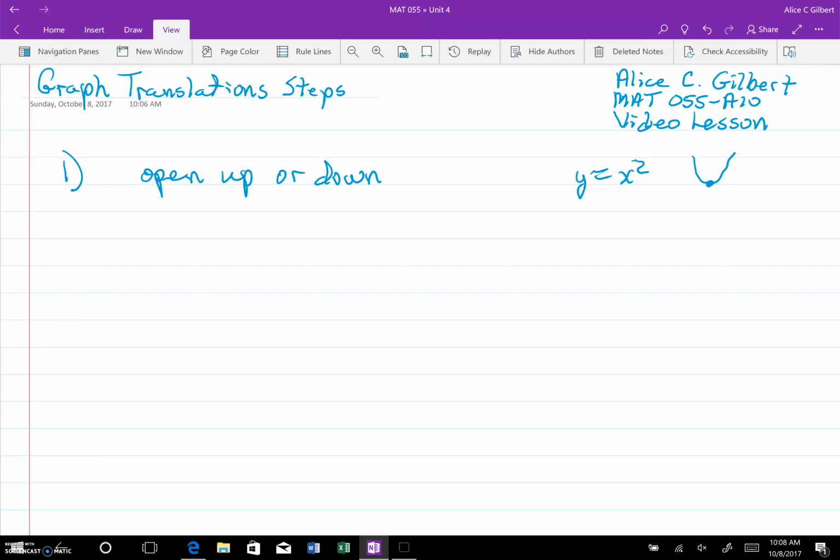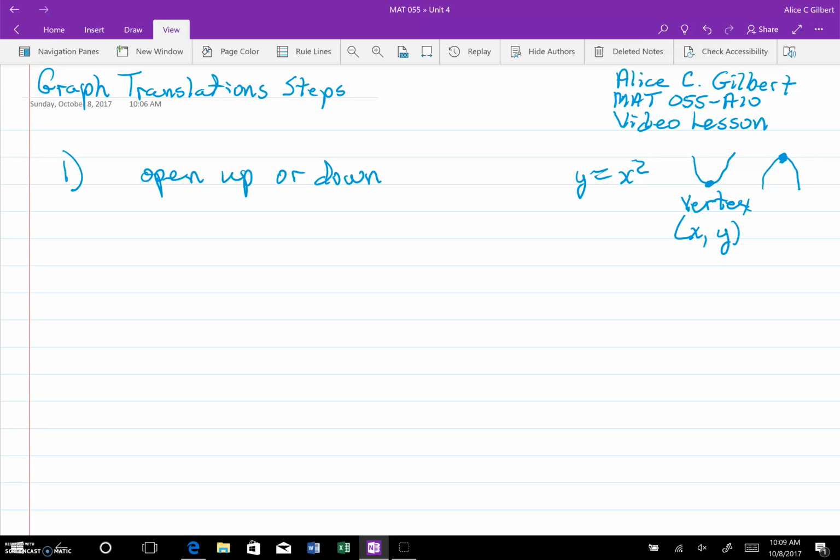And this point right here, the very top or the very bottom, is called the vertex. It's a point, and every point has an x coordinate and a y coordinate, okay? So it could open up or it could open down. If it's opening up, the vertex is the most bottom point. If it's opening down, the vertex is the most top point, okay?